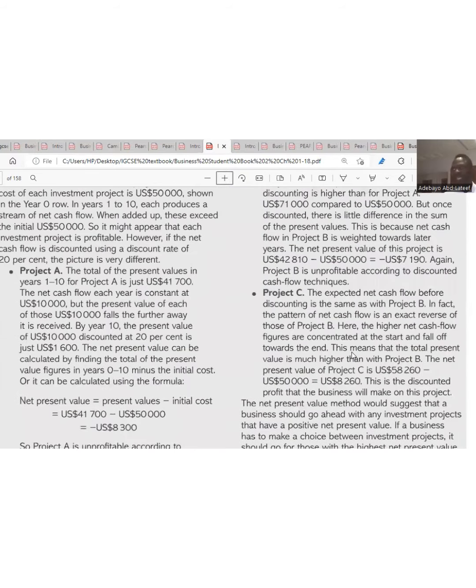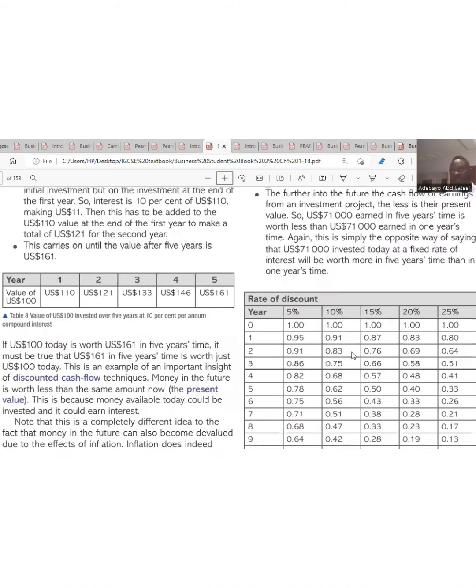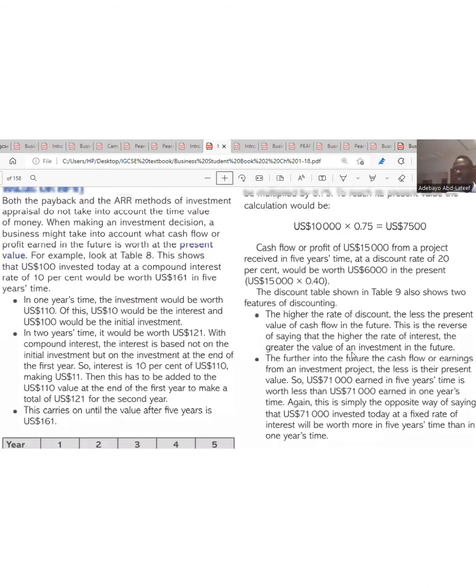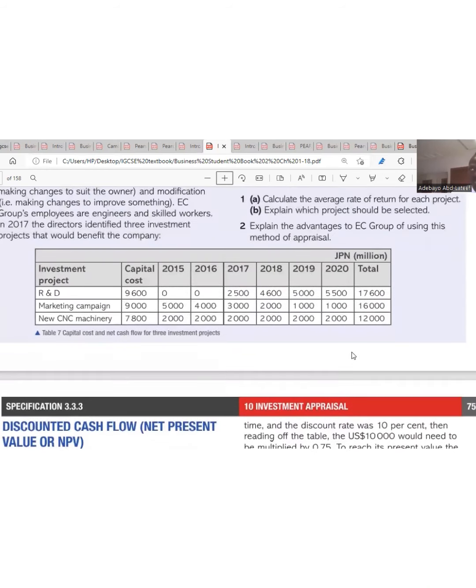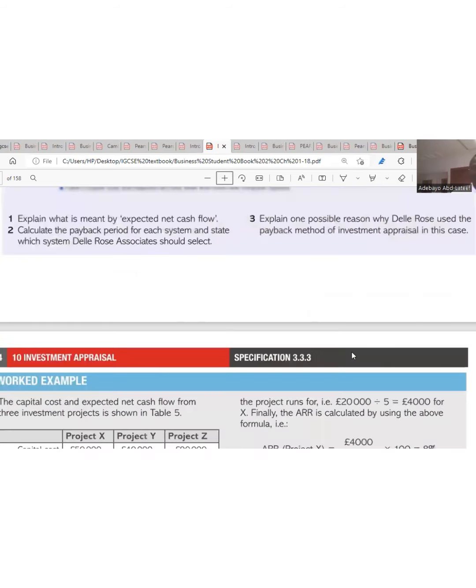So basically, when you talk about investment appraisal, it means that you are evaluating your investment. Why are you evaluating your investment? You are evaluating it so that you can know if it is profitable or not profitable. If it is not profitable, you wouldn't even try to invest in it. So that's the basic idea behind investment appraisal. It's clear, right? Okay.